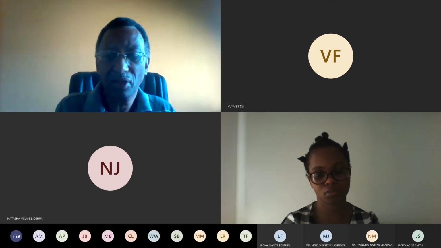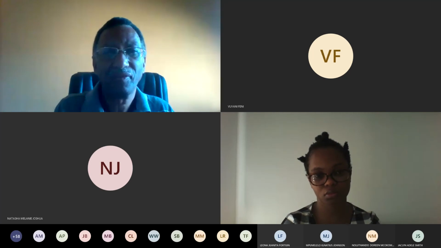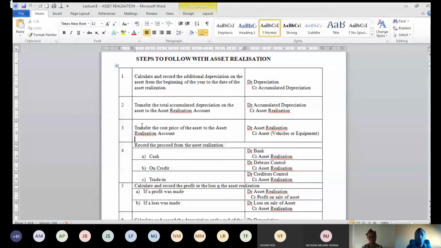So guys, when we now talk about our next step, you transfer the cost price of the asset to the asset realization account. Now, step number 4, you take a look at how you sold your asset. You want to know, did you sell your asset for cash? Did you sell it on credit? Or in the third instance, you can also trade your asset in. Those are the 3 methods that we use for asset realization.